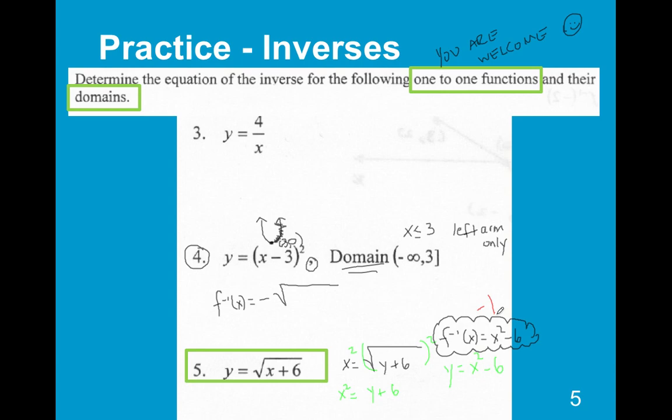This goes back to quiz 1. Look at number 5. Nobody asked you for the domain, but you know how to find this domain. Now I know I said I gave you their domains, but that's if I gave you the domain to make the function one-to-one, right? This function has a problem. Where is the domain allowed to start for this problem?